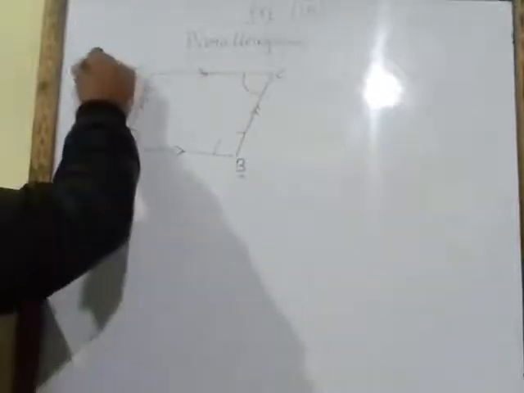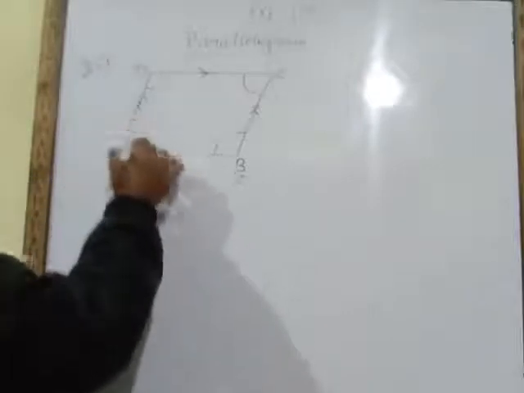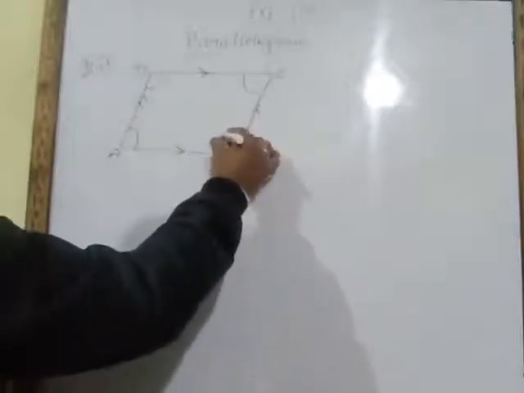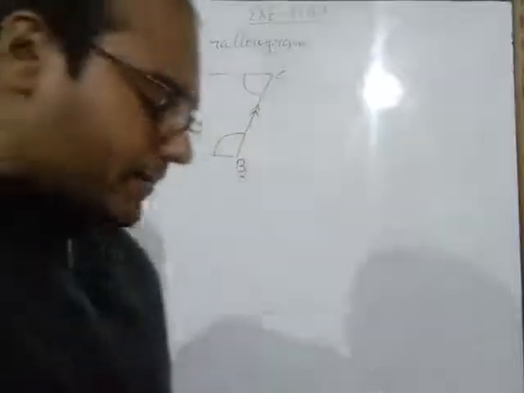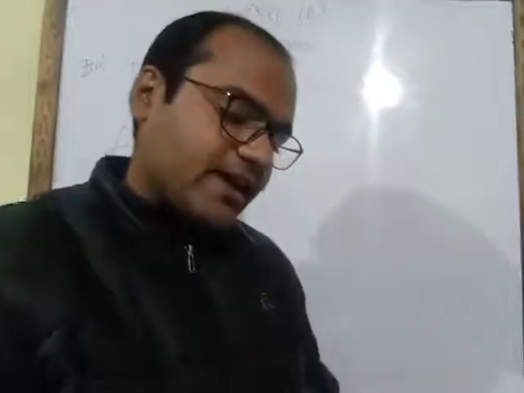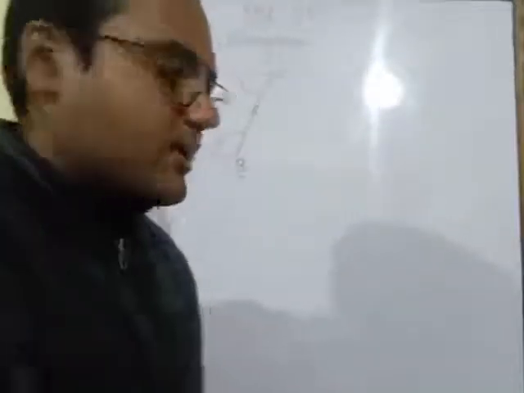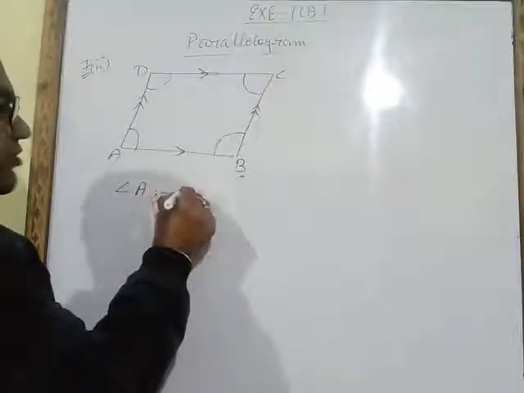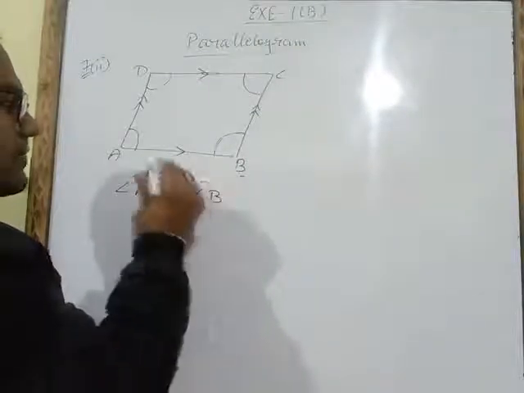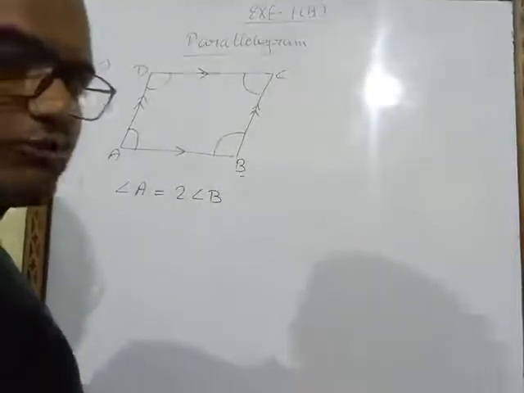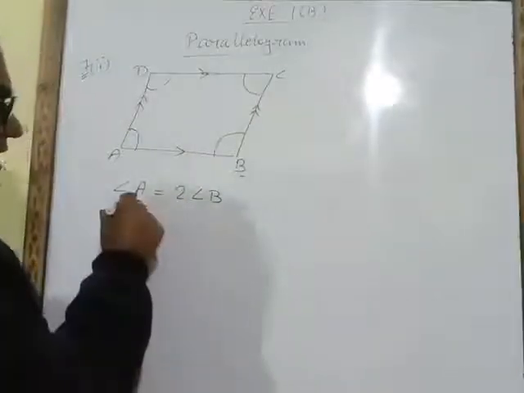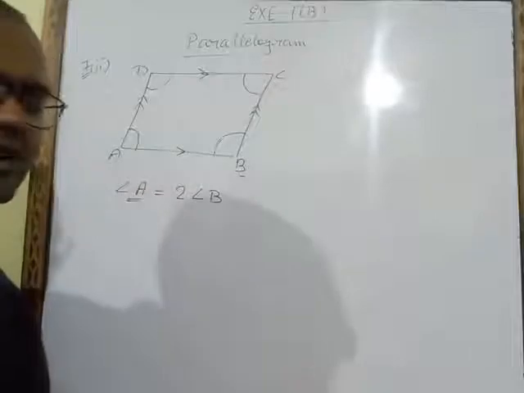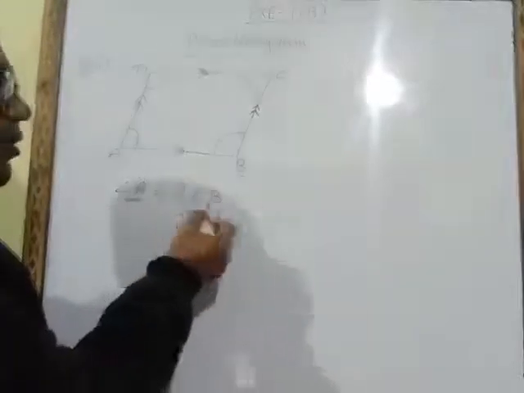So here in the second part, we have to find all the 4 angles of a parallelogram. In the question it is written that angle A is double of angle B. Here in the question it is given angle A equal to 2 angle B. It is written like this in the question. So here angle A value is given. What is the value of angle A? Angle A is double of angle B.